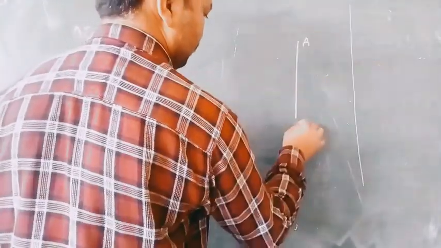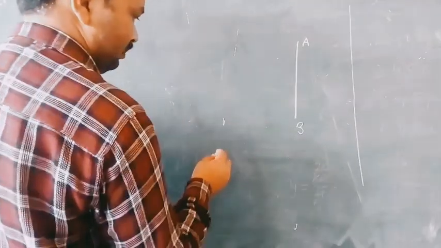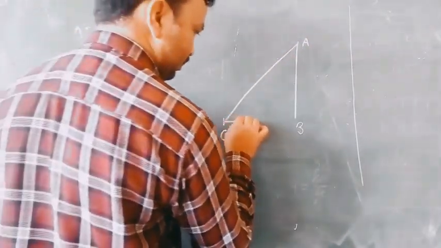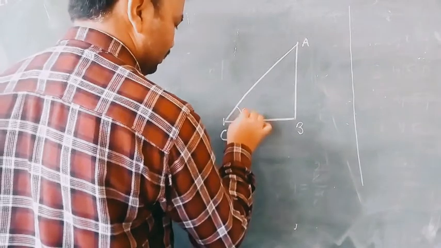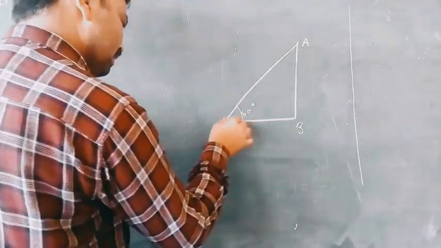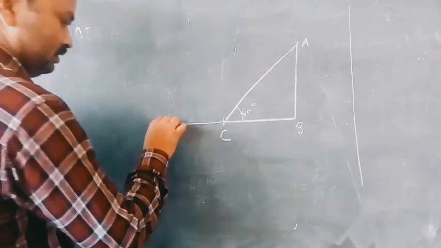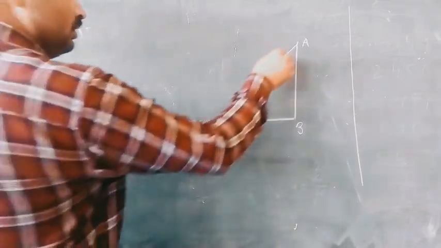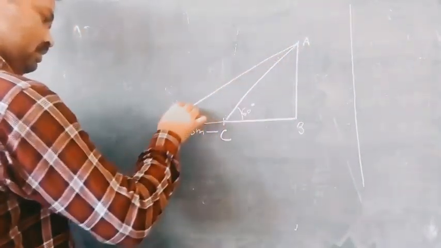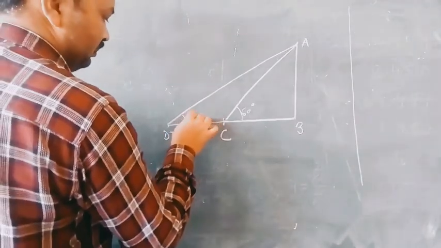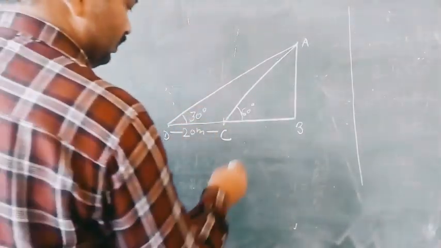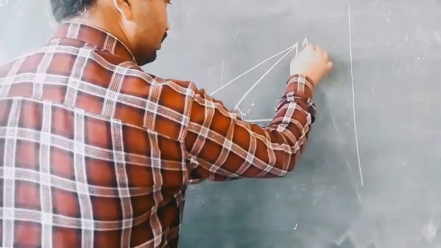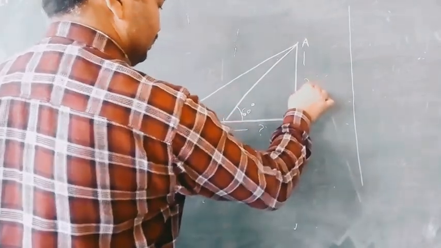So let AB is the tower and C is the point on the other bank of the canal. The angle of elevation is given 60 degree. Now in this same line we have a point D which is 20 meter away from C. So the angle of elevation of same point A is given equals to 30 degree. So remember, we have to find out the width of canal, that is BC, and height of the tower, that is AB.